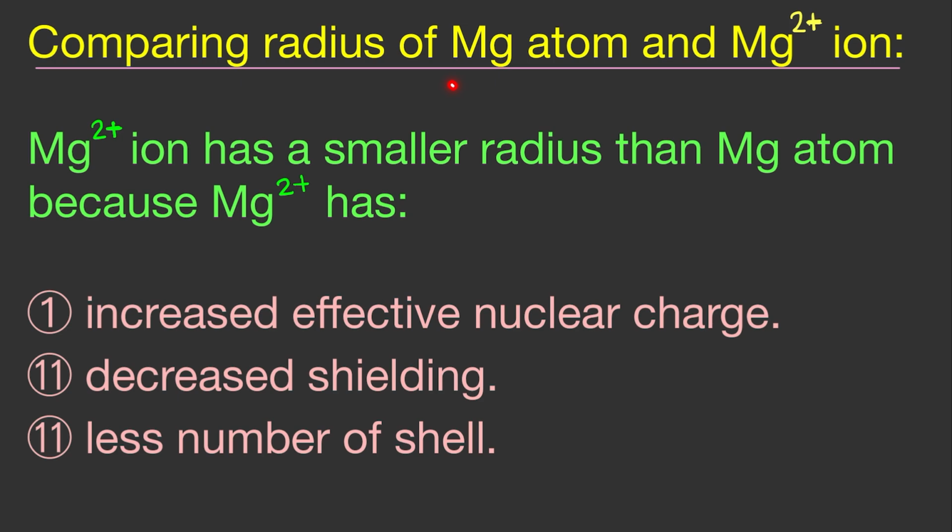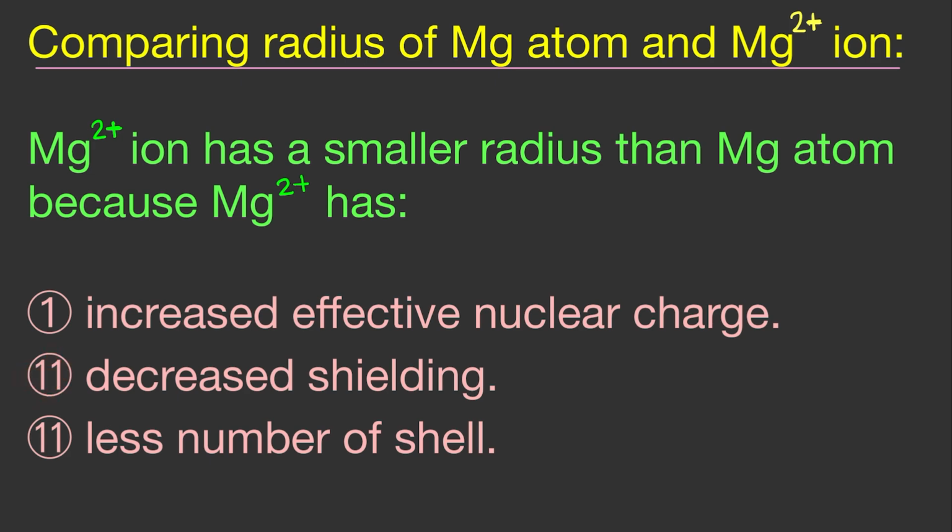The radius of a positive ion is smaller than its parent atom. For example, the magnesium ion is smaller than the magnesium atom. And the reason is that effective nuclear charge increases. As the number of electrons has decreased, the 12 protons of the magnesium nucleus find it easier to attract the 10 electrons of the magnesium ion. And so the effective nuclear charge has increased, and so the ionic radius is smaller.